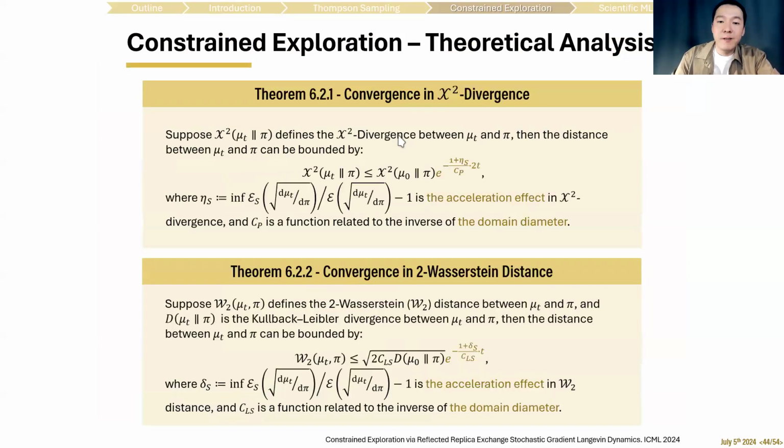With this assumption, we first analyze the convergence rate of the reflected replica exchange Langevin diffusion. So we here provide two different metrics, chi-square divergence and two-Wasserstein distance, and both of them show it enjoys an exponential decay over time. And importantly, we find that the convergence rate is related to the domain diameter. That means if we constrain the region of our interest to be smaller, we can get a faster convergence rate.